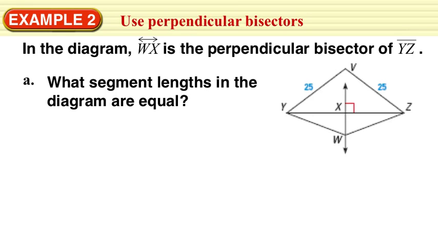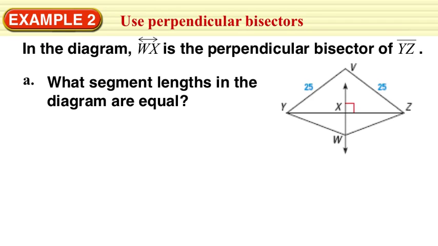In this next example, we see that WX is the perpendicular bisector of YZ, and we want to determine what segment lengths are equal. And hopefully this is pretty obvious to you. I'm going to list the answer, but keep in mind you're going to need to justify your answers. So there will be a practice problem coming up where you have to write the reasoning for your answer.